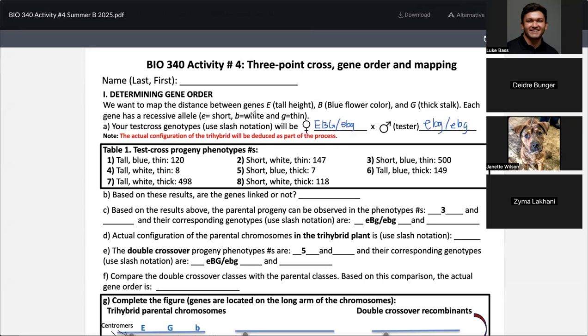So what you're seeing here, looking at the different phenotypes, like tall, blue, thin, there's 120 individuals, but tall, white, thin is 8. Since all of these numbers aren't similar to one another, that indicates that these are linked genes. So that's the basis for this activity. Then you'll go through and determine what the parental, double crossover, and single crossover genotypes are.